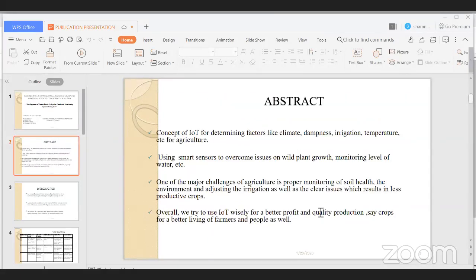I'm going to explain the abstract. India's major source of income is the agriculture sector, and 70% of farmers depend on agriculture. IoT allows physical devices to communicate with each other over the internet. Agriculture is considered the basis of life for the human species, the main source of food grains and other raw materials. Overall, we are trying to use IoT for better profit and quality production, for better living of farmers and people as well.